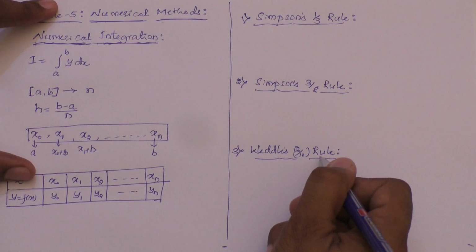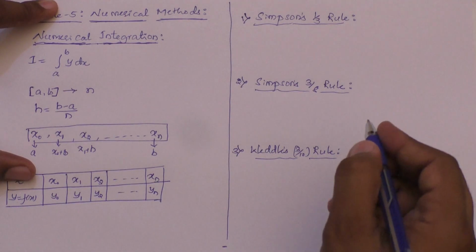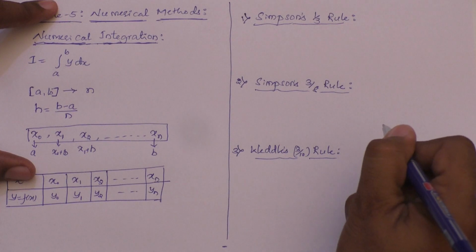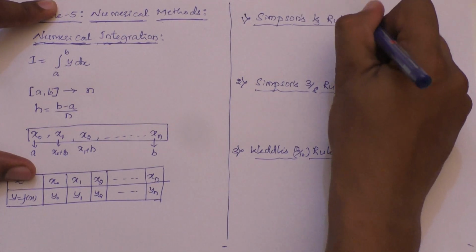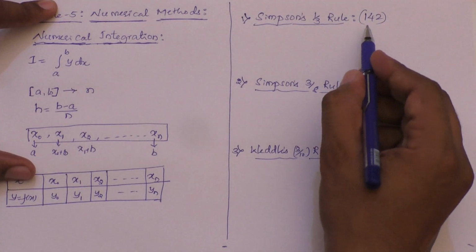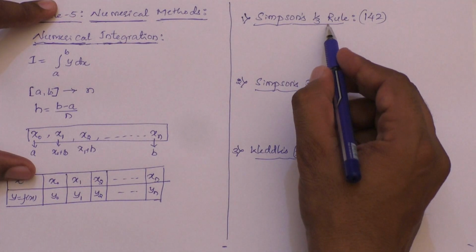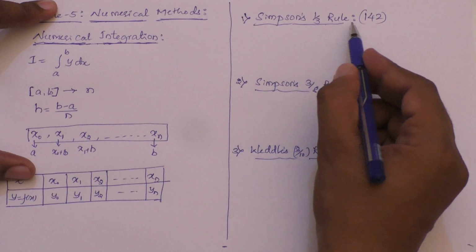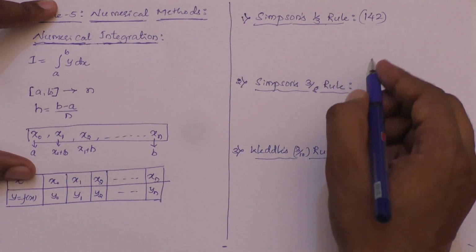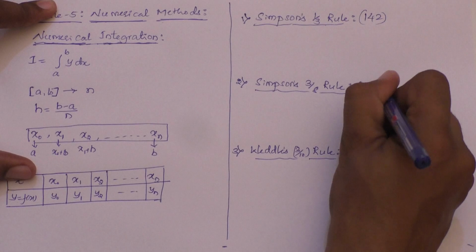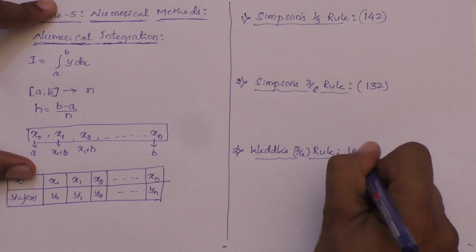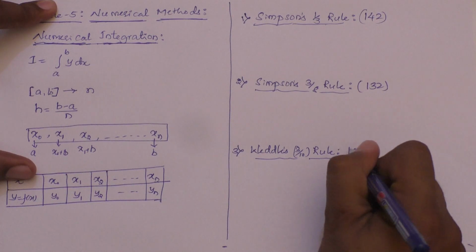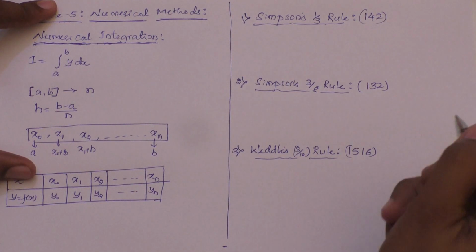All of you know the number 143, but here you need to remember the number 142. That is the lucky number associated with Simpson's 1/3 rule. Then when you subtract 10, it is 132. In Weddle's rule you need to remember the lucky number 1516. So now let us start.